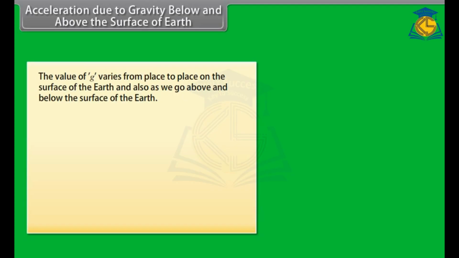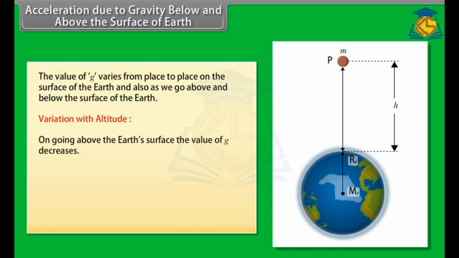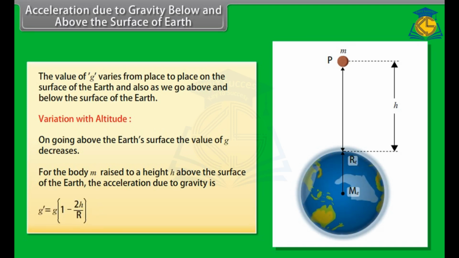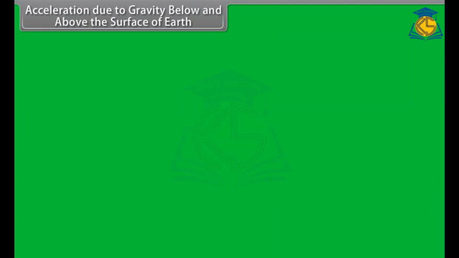The value of g varies from place to place on the surface of the Earth and also as we go above and below the surface of the Earth. Variation with altitude. On going above the Earth's surface, the value of g decreases. For a body of mass m raised to a height h above the surface of the Earth, the acceleration due to gravity is given by g' = g(1 - 2h/R).